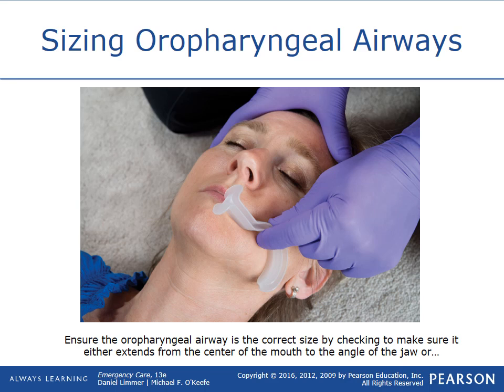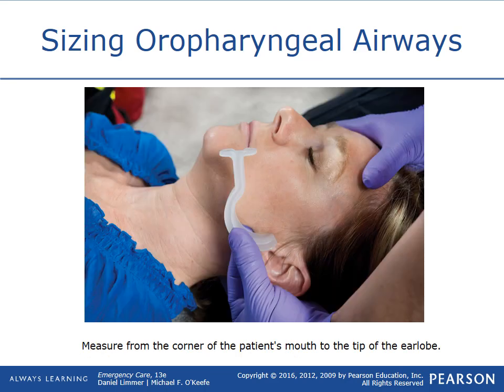You ensure the oropharyngeal airway is the correct size by checking to make sure it either extends from the center of the mouth to the angle of the jaw, or from the corner of the patient's mouth to the tip of the earlobe. And you see, if you flip that over, it'd be about the right size to keep the tongue off the back of the throat.